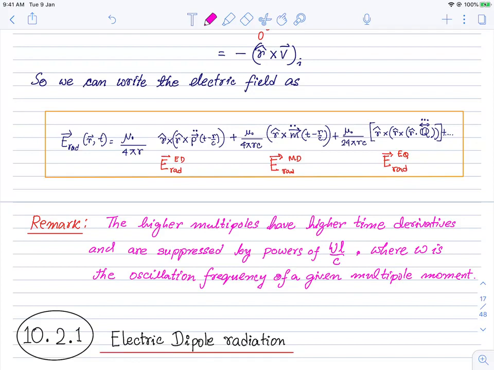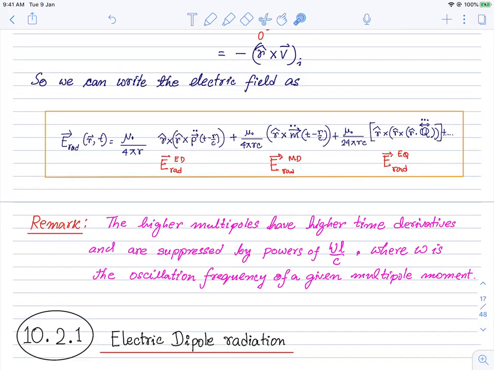I'm assuming in my mind that these time dependences of the moments are like harmonic functions. Even if they are not harmonic functions, there can be more than one frequency, but if this is true for all the frequencies that are being emitted, then this is going to be true again.